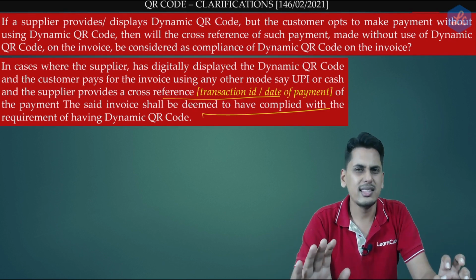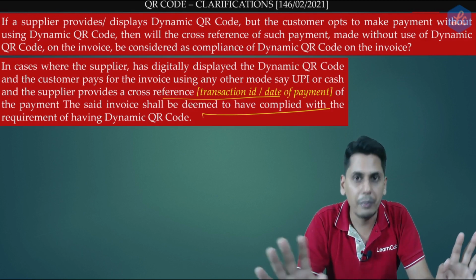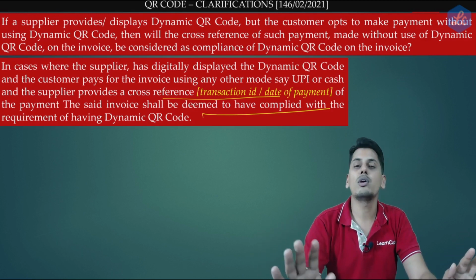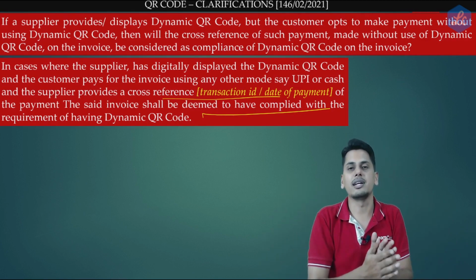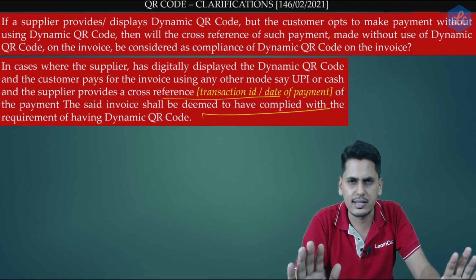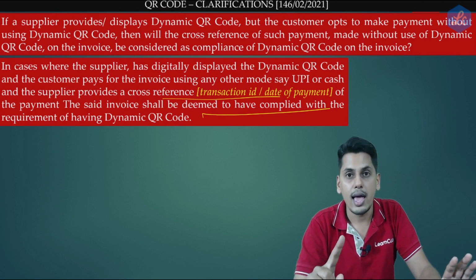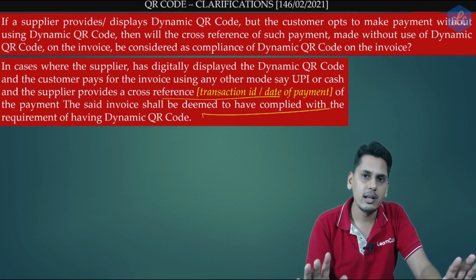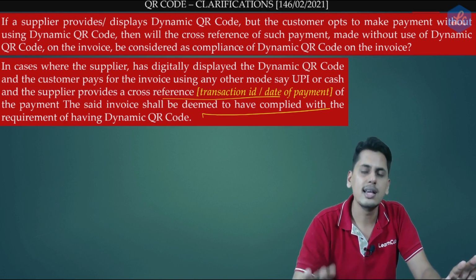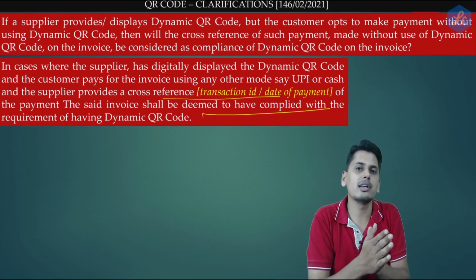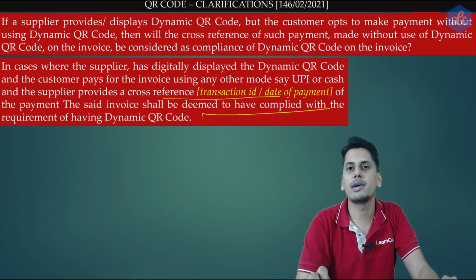So friends, in simple terms, wherever invoices are prepaid, in those cases, a reference number is sufficient. If the reference number is printed on the invoice, the transaction ID if payment has come through electronic means, or the date of payment if payment has come through cash, it is a valid compliance. It is deemed to have complied with the requirements of dynamic QR code.